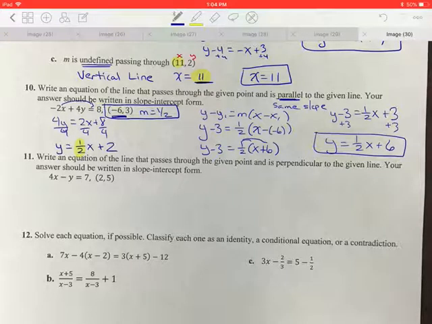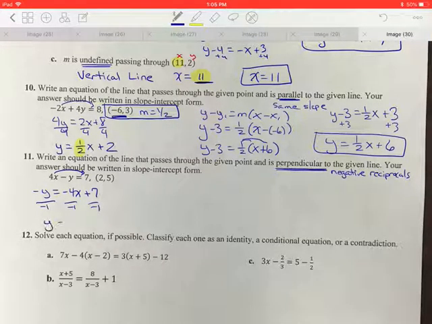All right, number 11 is very similar, except instead of parallel, I'm doing perpendicular. So remember here, the slopes are going to be negative reciprocals. We talked a little bit about that on the previous page. So I've got my given line, so let's solve it for y. I'm going to start by moving the 4x to the other side, where it becomes a negative 4x. The 7 stays positive because it didn't change sides. And then I'm just going to divide through by negative 1. So I get y equals 4x minus 7.